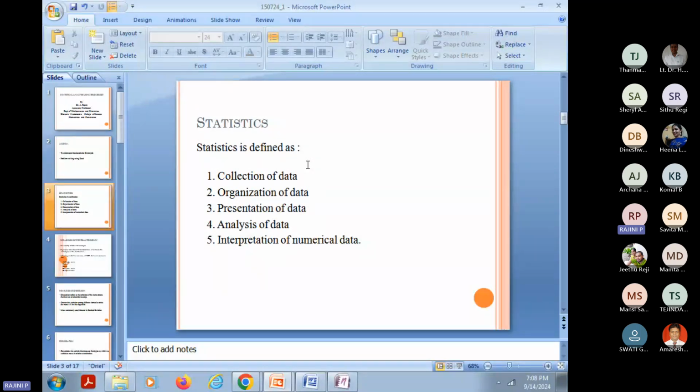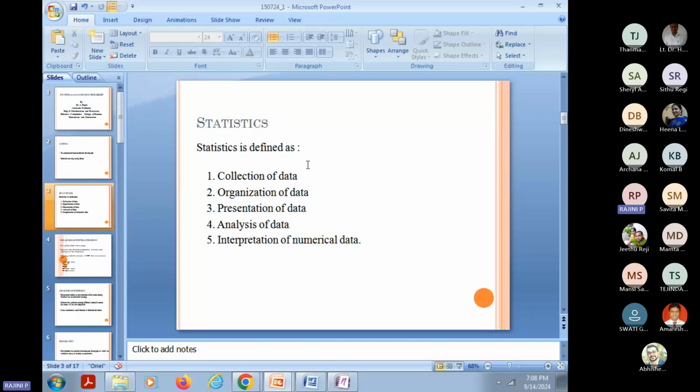Once the organization of the data is done, that means cleaning the data is over, then what we do is present the data. So what is the meaning of the presentation of the data? That means we understand what the basic characteristics of the data are. The basic characteristics of the data, that is called exploratory data analysis.